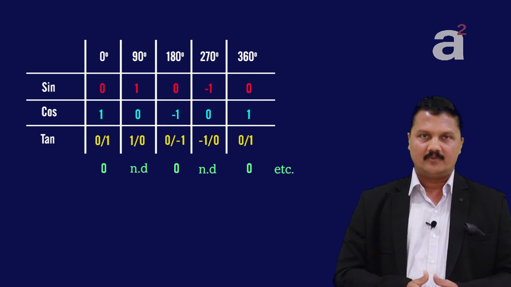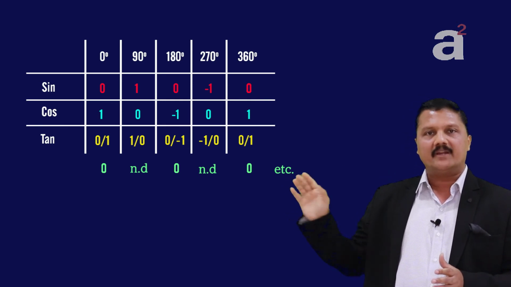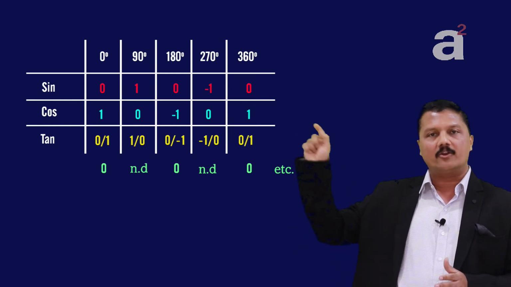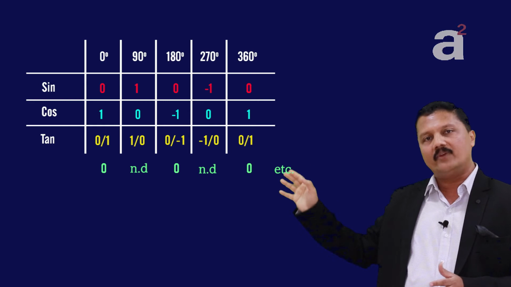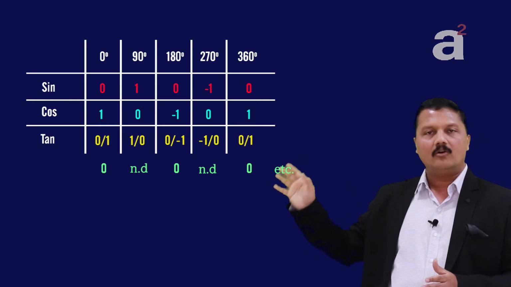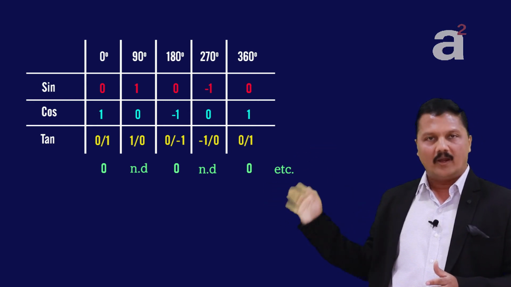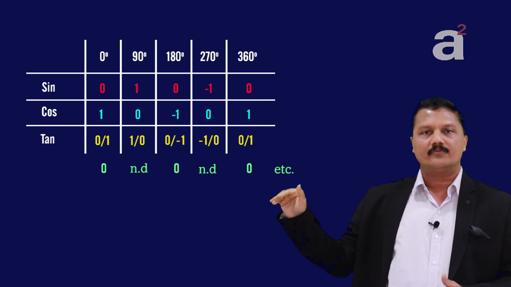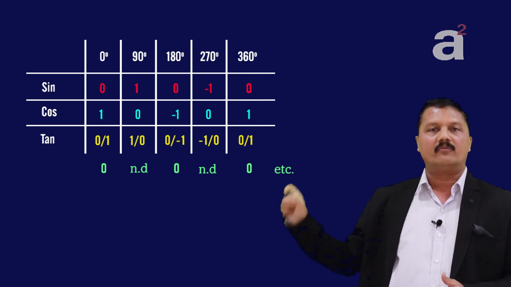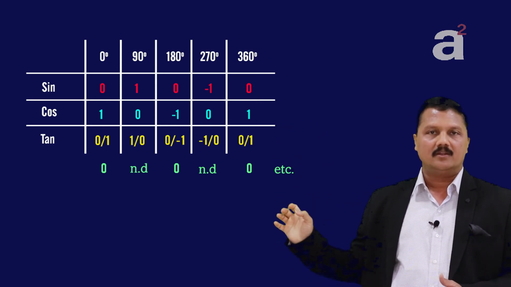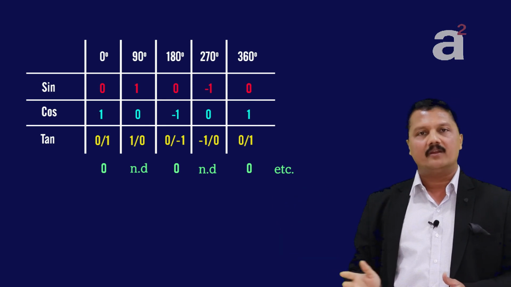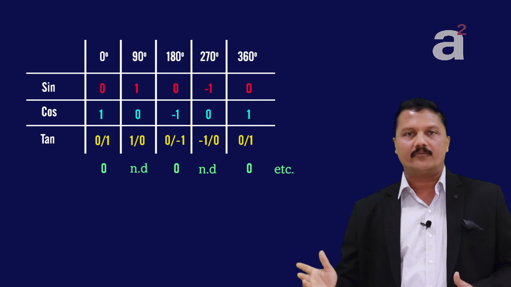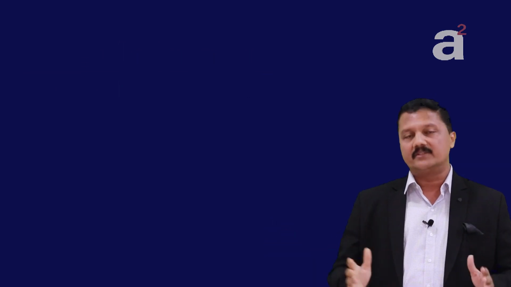What about cos? For cos also, the numbers are same, but it's shifted. That means below 0 we have to put 1. So cos 0 is 1. Then in the same way we will write the numbers: 0, minus 1, 0, 1, 0, minus 1, and goes on. For tan, we just divide these two. What about tan 0? 0 over 1, which is 0. Tan 90, 1 over 0, which is not defined. It goes on in the same way. In this way, we can find all the values of sine, cos, tan for the degrees, which are multiples of 90 degrees.